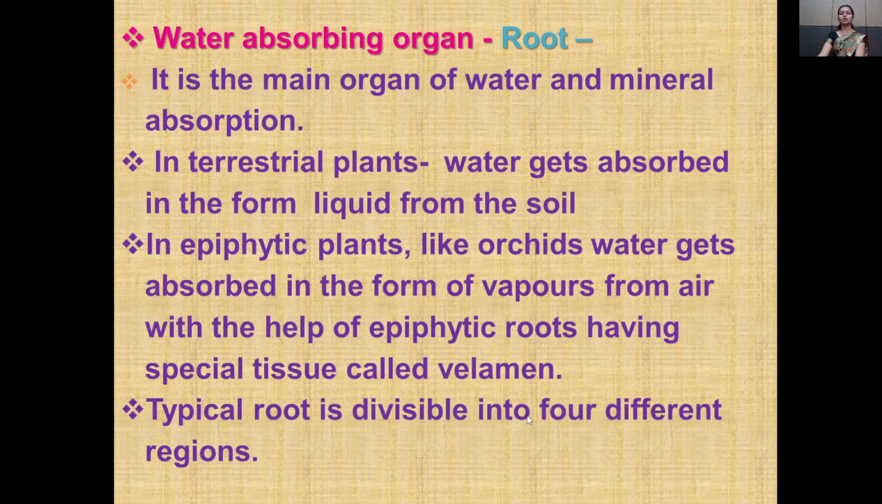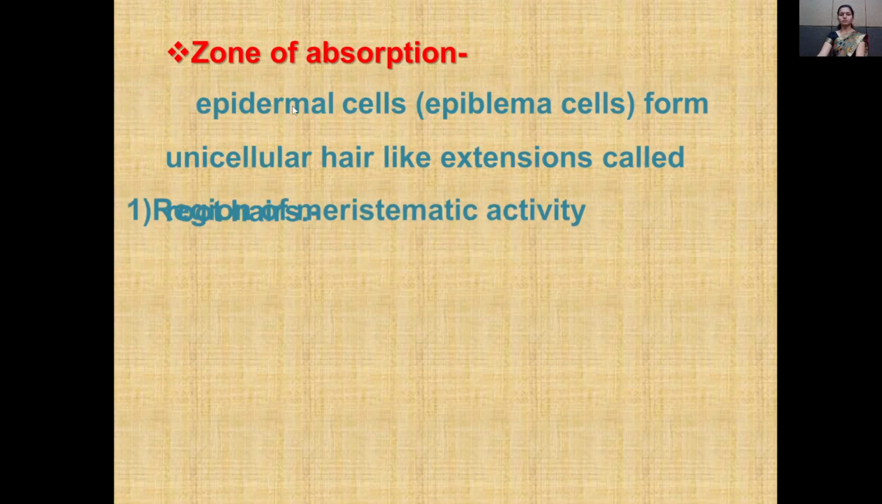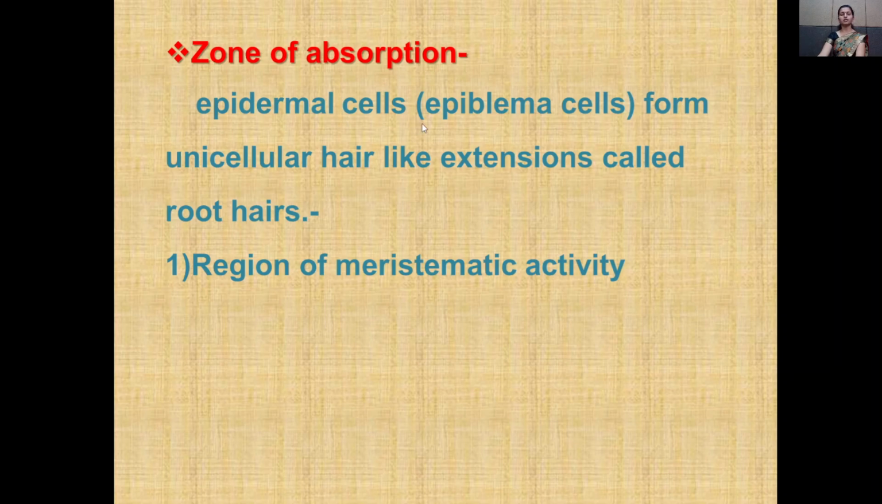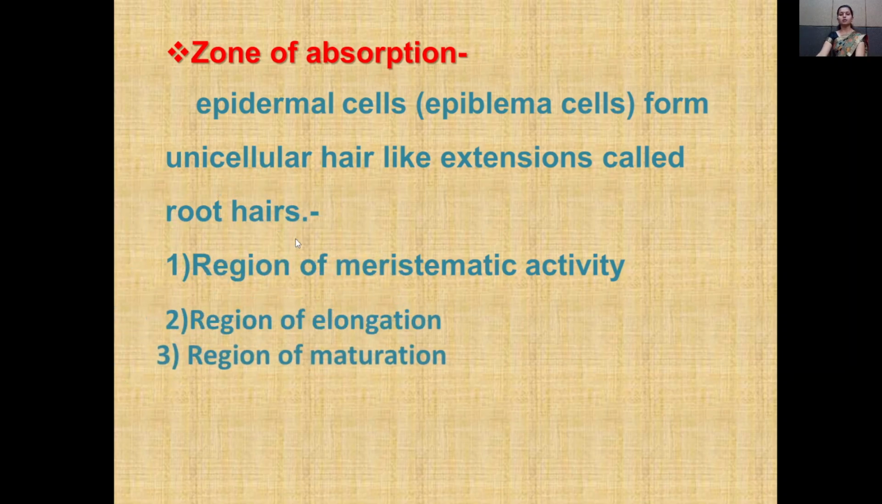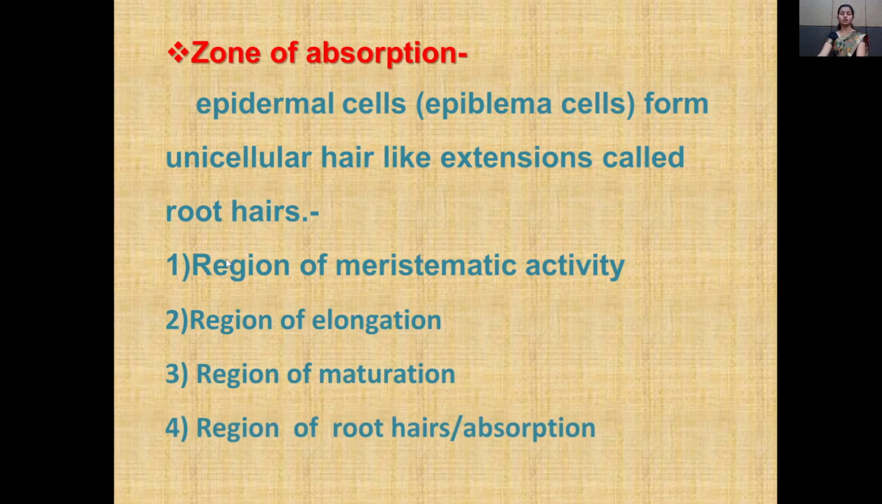Then a typical root is divisible into different regions. Zone of absorption: epidermal cells, which are also called epiblema cells, form unicellular hair-like extensions called root hairs. On the regions of the root, we see many small hair-like outgrowths which are called root hairs, and these root hairs help the plant body in absorption of water and minerals. So the root regions are divided into main 5 regions. First, region of meristematic activity, second, region of elongation, third, region of maturation, fourth, region of root hairs, and last, region of root cap. We go to the next slide.